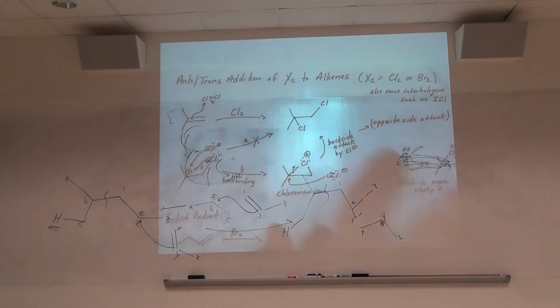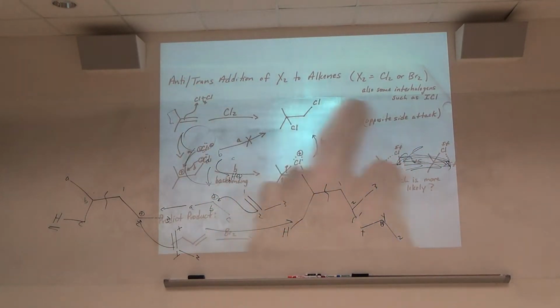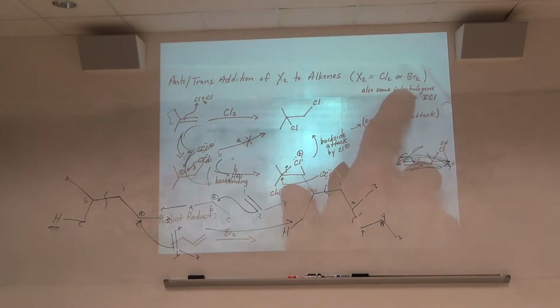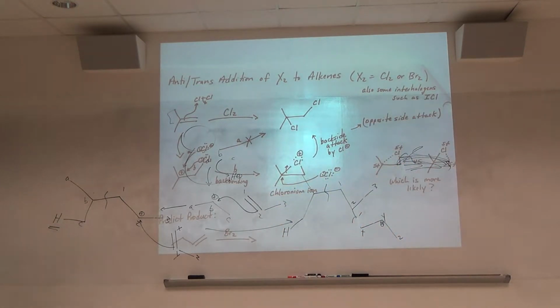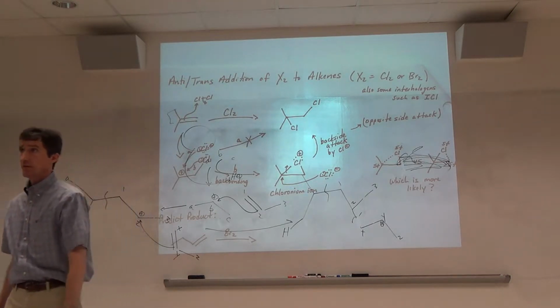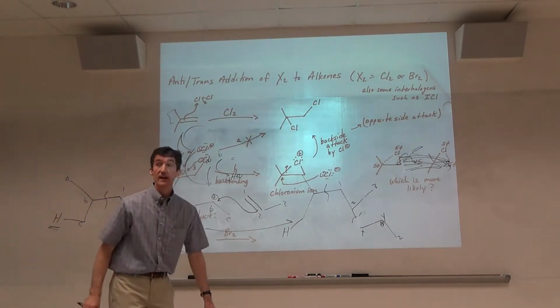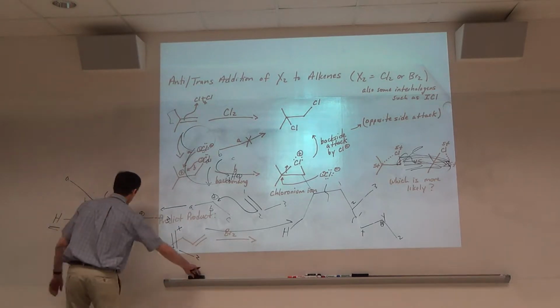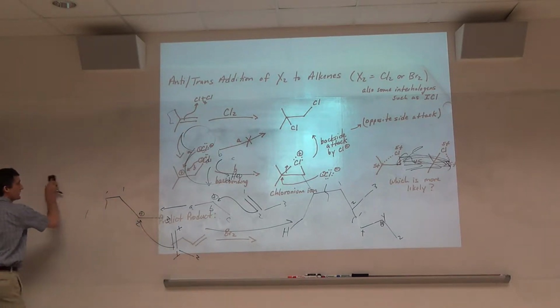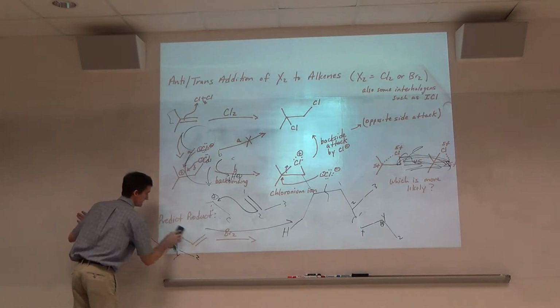Okay, first is the anti-addition, anti or trans addition of X2 to alkenes. X2 is mainly going to be chlorine and bromine. Iodine doesn't work here because it's too sluggish. F2 doesn't work here because it's too reactive. Fluorine is just too hot to handle. Fluorine causes lots of explosions because it reacts so violently.